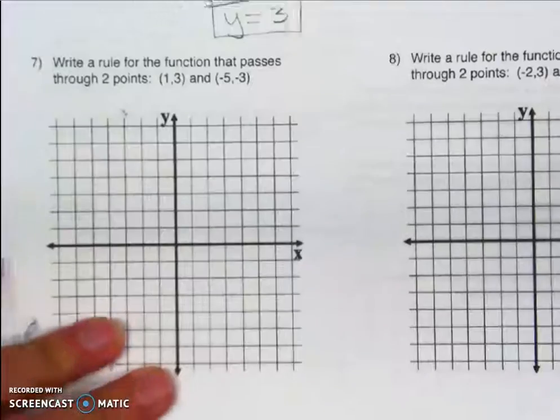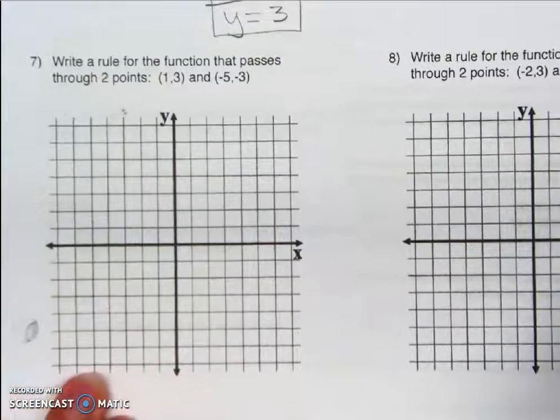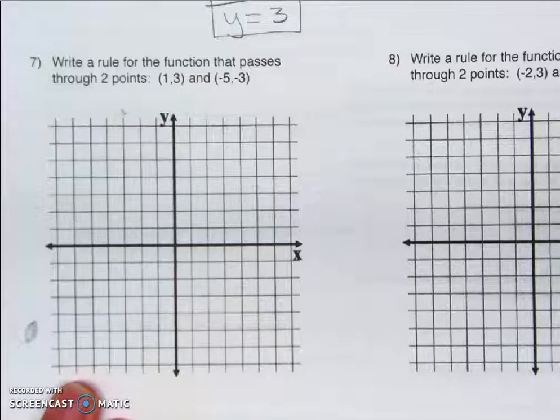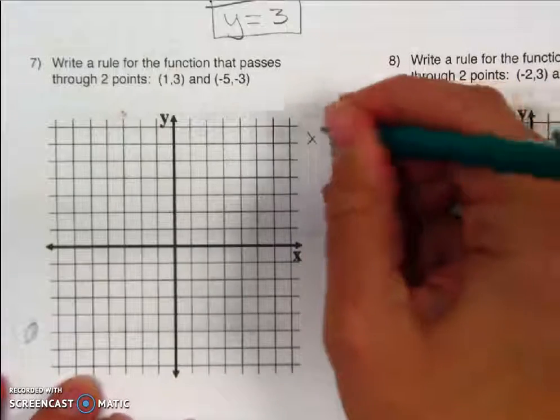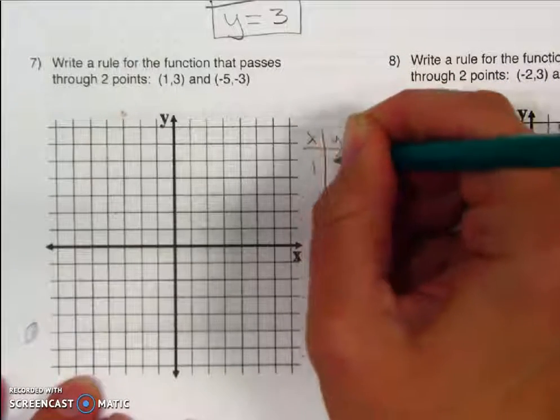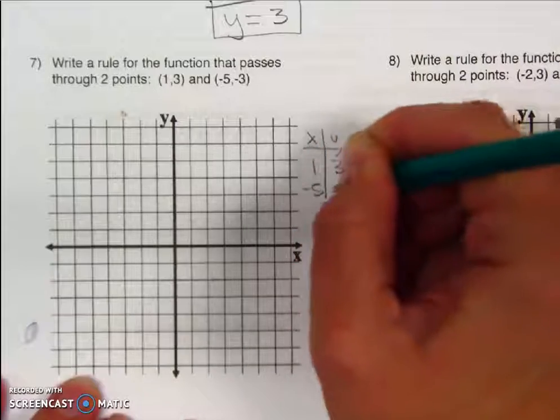All right, let's go ahead and look to number 7. Write a rule for the function that passes through the 2 points, 1, 3, and -5, -3. Ooh, I like this one because this one didn't graph it for you. So let's use our table. 1, 3, and -5, -3.